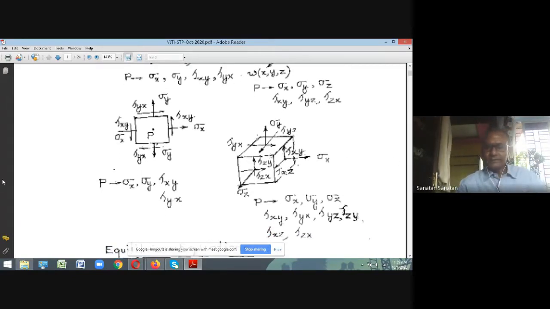You see that in 3 dimensions, we consider a unique cube enclosing the point, and it has 6 faces. So the positive x face, which is the right vertical face, has its outer normal in the positive x direction, and this normal stress is sigma x.